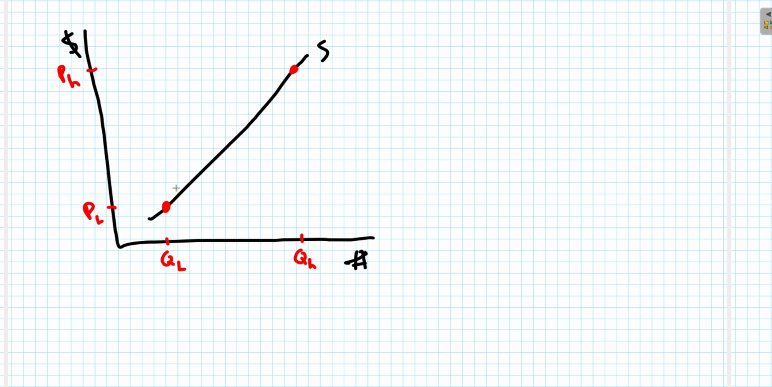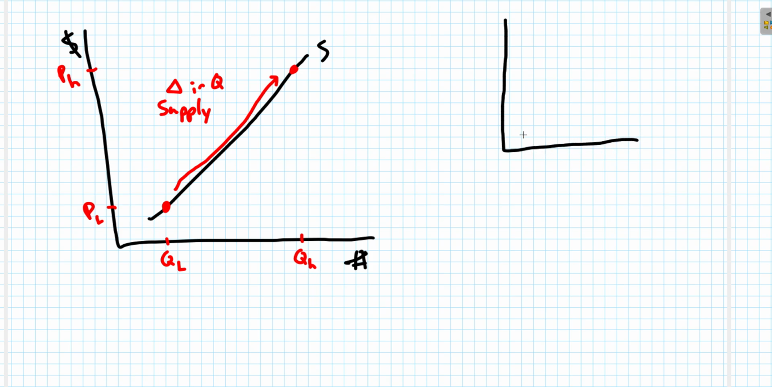So same thing, if the price just goes up and there are more sellers, this is just our change in quantity supplied. So for a change in supply, we need something else. So supply can increase. So there's supply. An increase in supply is the whole curve shifting to the right. So this is an increase.